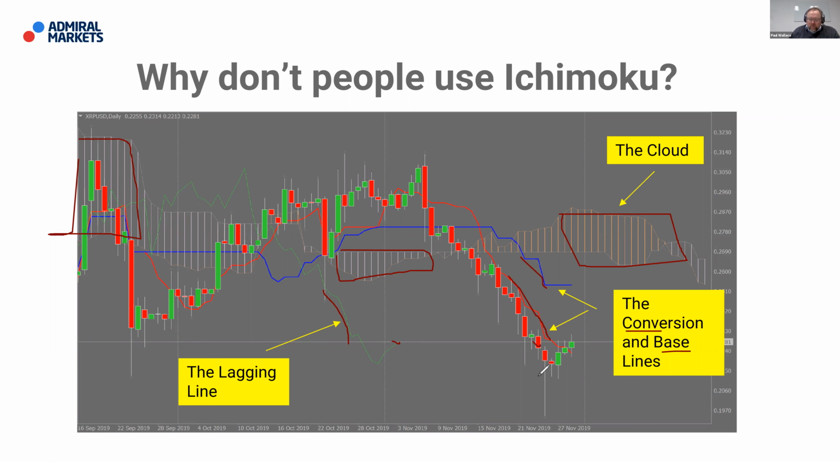But today, what we want to do is keep it as simple as possible and focus on the conversion line, the baseline, and the cloud, and how their interactions with price action allow us to create a trading plan, and how to use the trading indicator. As I said, people sometimes don't use Ichimoku because they're a little bit intimidated. They feel a little bit overwhelmed by it when they see it on the charts, because it's different from what they are used to seeing.